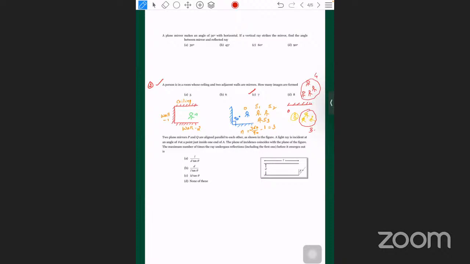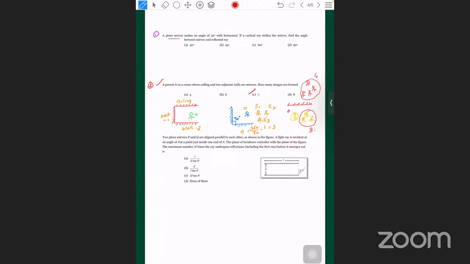Similarly, you can analyze the first problem. Let me analyze the first problem. Can you read the question for me? A plane mirror makes an angle of 30 degrees with horizontal. If a vertical ray strikes the mirror, find the angle between mirror and reflected ray. Now, please try to put the diagram for this case, my dear students.